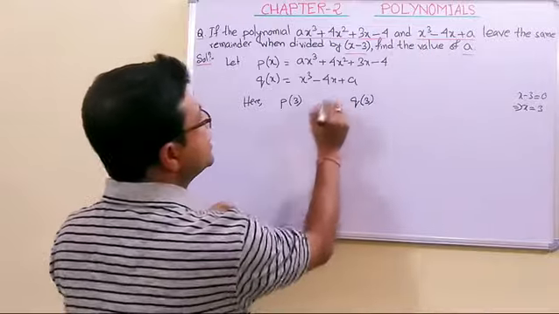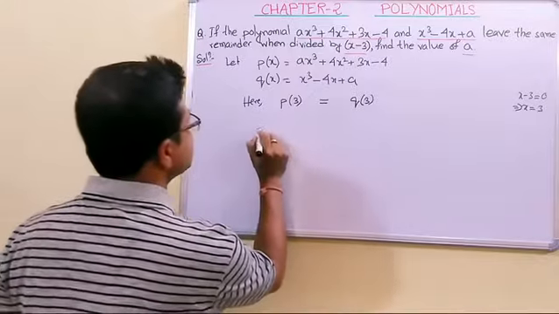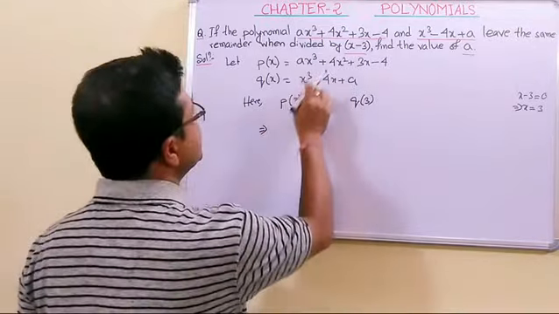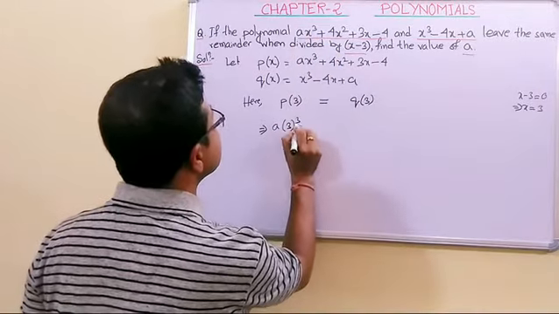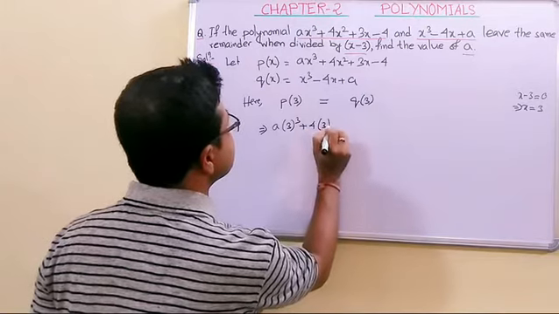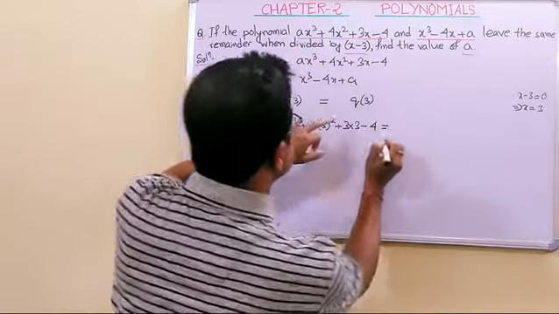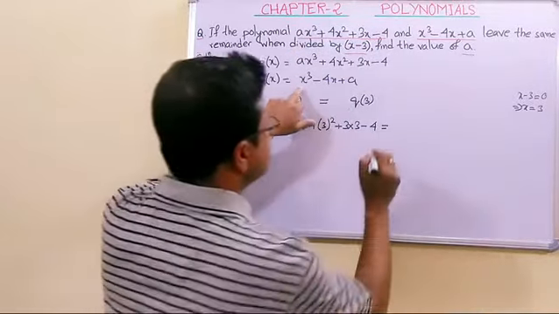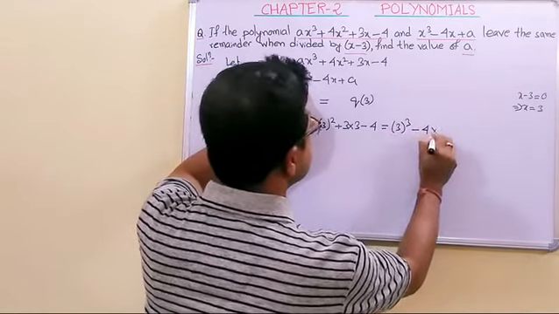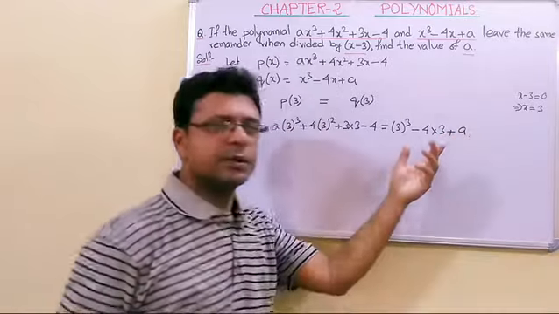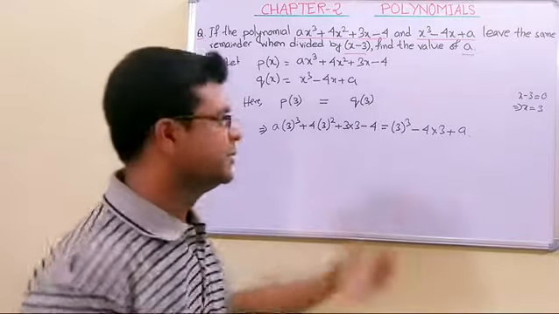Now, according to the question, they leave the same remainder, that means they will be equal, right? Now let us find the remainder by putting the value of x equal to 3, right? So a into 3 cube, 4 into 3 square, 3 into 3 minus 4 is equal to q of 3. Here you put 3 cube minus 4 into 3 plus a. Now student, this is the main step. Now we just have to simplify, then we find the value of a, right?